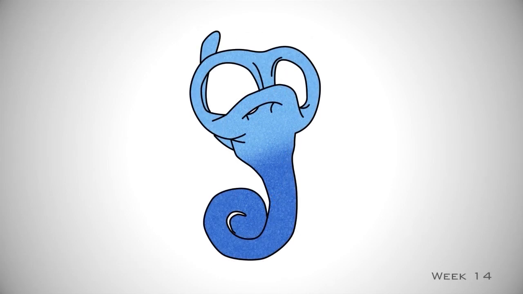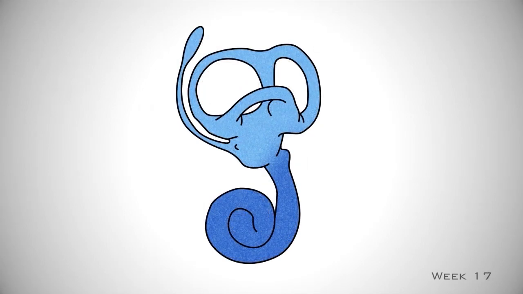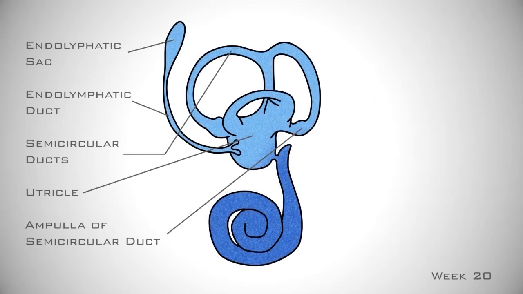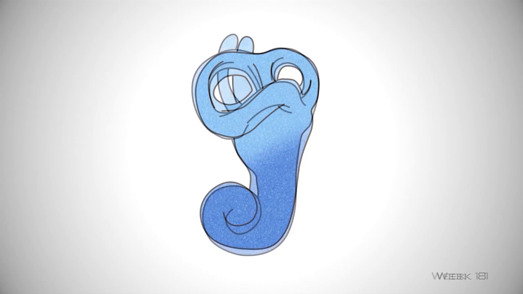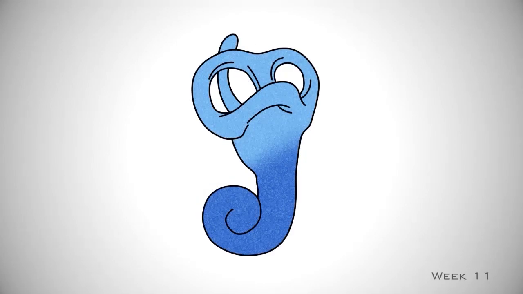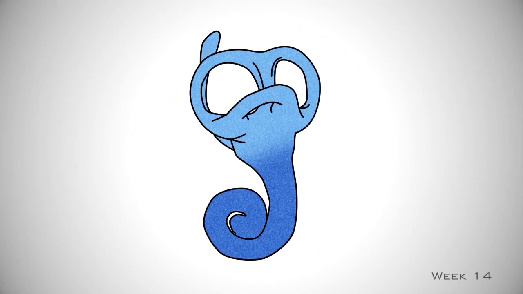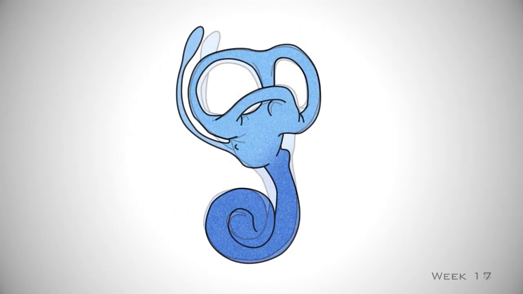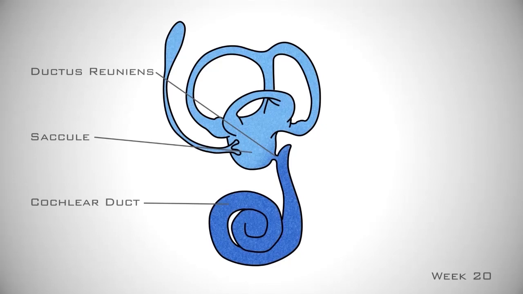The dorsal utricular part of the otic vesicle gives rise to a small endolymphatic diverticulum, endolymphatic sac, utricle, and semicircular ducts. The ventral saccular part gives rise to the saccule and a tubular diverticulum, the cochlear duct, which elongates and coils to form the membranous cochlea. The ductus reuniens connects the cochlear duct and saccule.